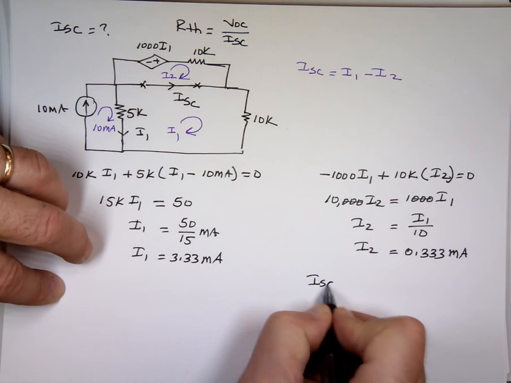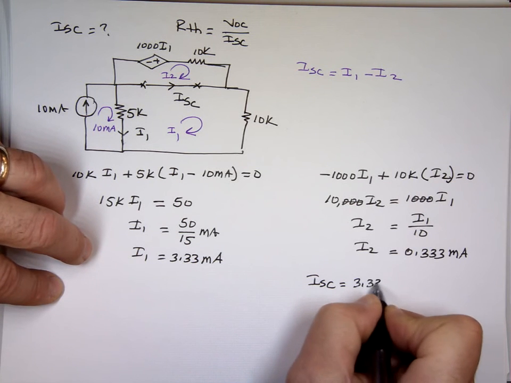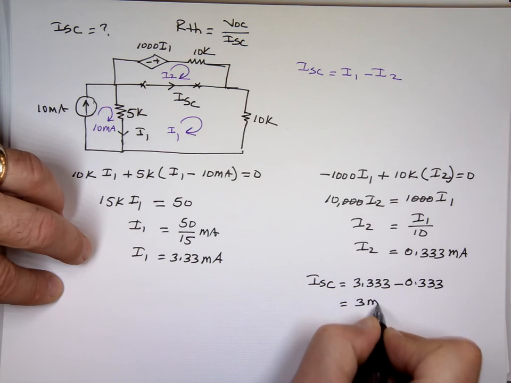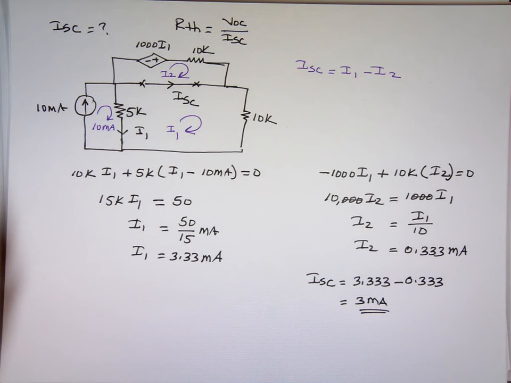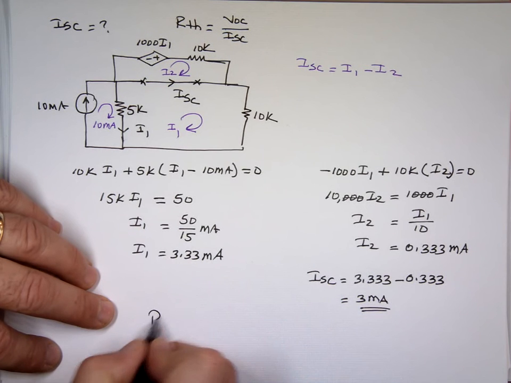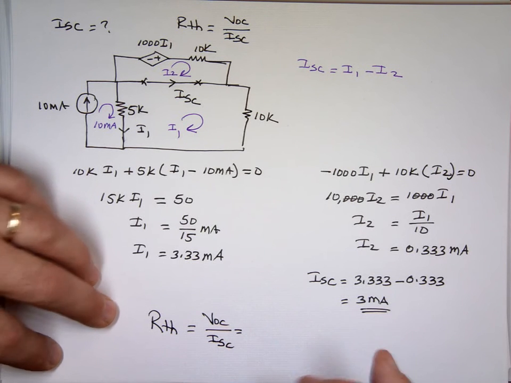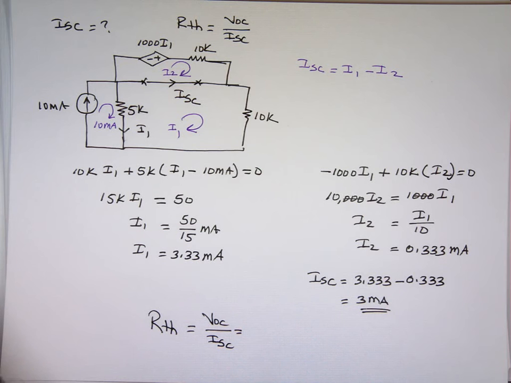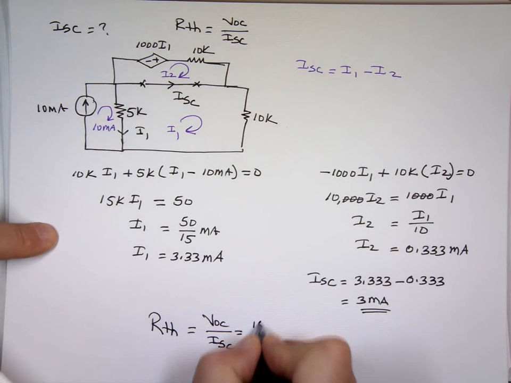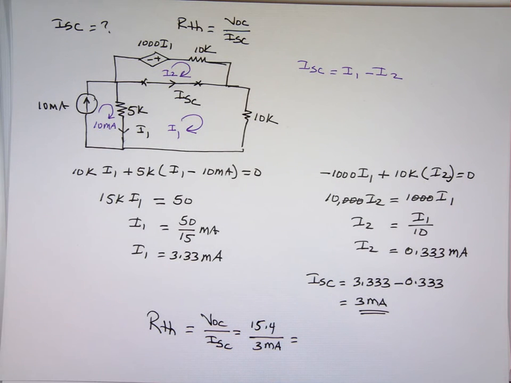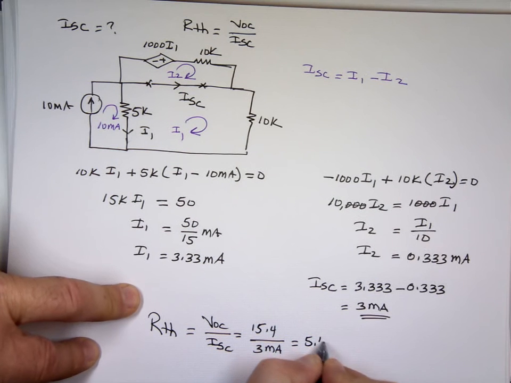What is my I short circuit now? I sub 1, which is 3.333, minus 0.333. That's 3 milliamp. What is R Thevenin? V open circuit over I short circuit. I forgot what V open circuit was. It's been a while. 15.4 roughly divided by 3 milliamp. 15 divided by 3, that would be kilo. 15.4 divided by 3 is 5.1. 3 kilo ohm.